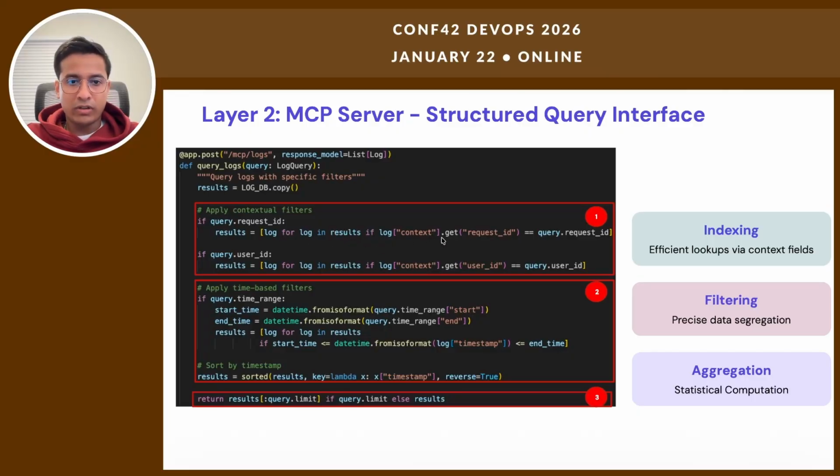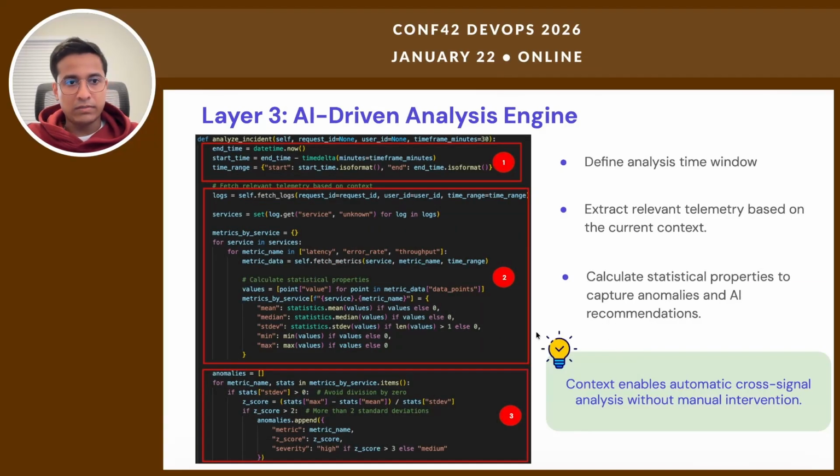The results for log and results. If log context and request ID is equal to the given request ID, we do a bunch of things and then we apply the time-based filter. Then this is the heart of the whole architecture. Here is the AI driven analysis engine.